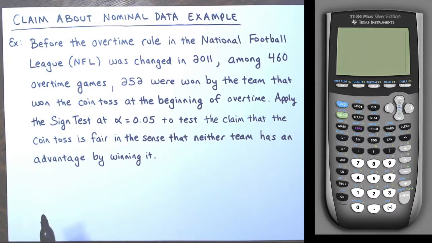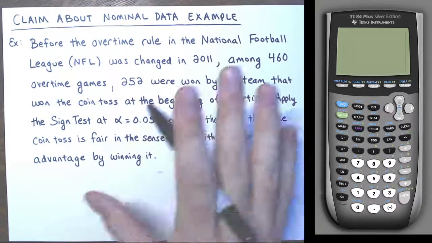which you might think it would, because remember before the overtime rule was changed, it was whoever scored first, whether it be a field goal or a touchdown, that was it, game over. Now if the first team scores a field goal, then the other team can come back and try to score, and it's different now. But back before 2011, it was first team to score wins. So you would think that if you won the coin flip, you'd probably choose to get the ball and probably have a better chance of winning. But let's see what happens based on this particular data.